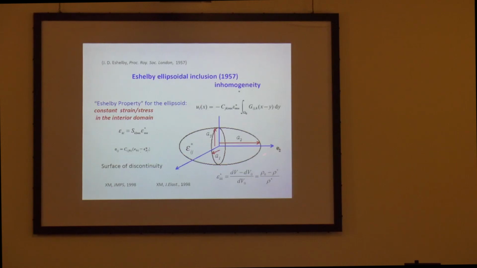Now, the surface of the ellipsoid is a surface of discontinuity in components of the strain. The displacement is continuous, the traction is continuous, and for the problem of change in density or change in volume, we will have a given trace of the eigenstrains that would be large.